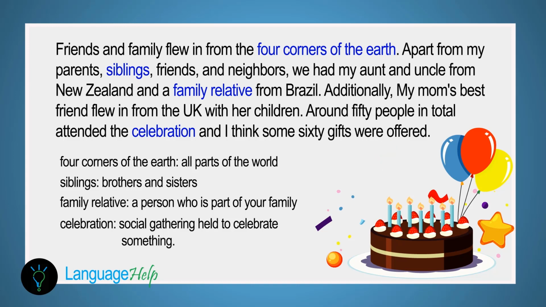4 corners of the earth is an expression that means all parts of the world. Your siblings are your brothers and sisters. A family relative is a person who is part of your family. A celebration is a social gathering held to celebrate something.